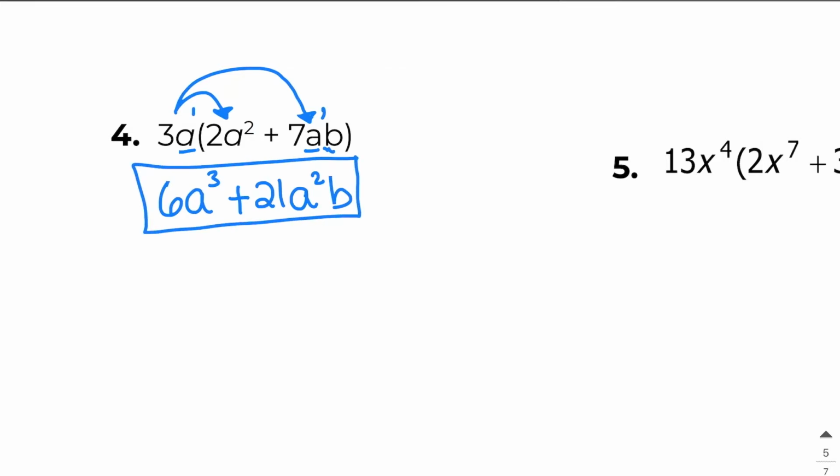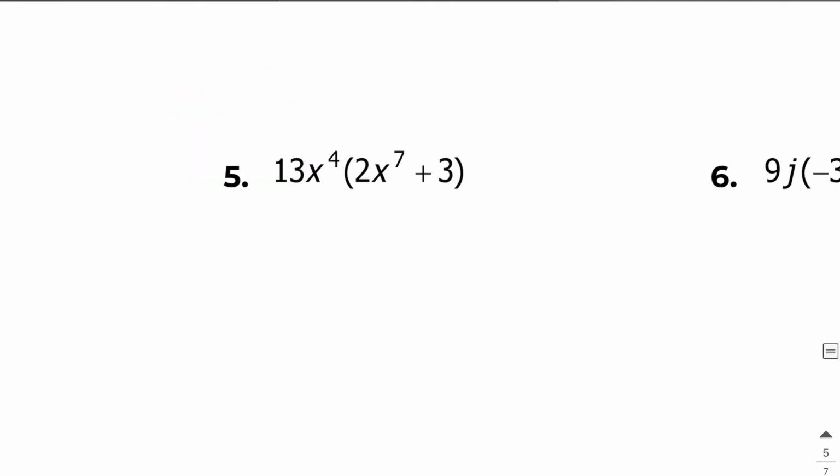So this is the answer that we would end up getting here. Okay, in number 5, I'm going to multiply the 13x to the power of 4 to each one of these right here. So 13 times 2 is 26. And then I've got x to the power of 4 times x to the power of 7.